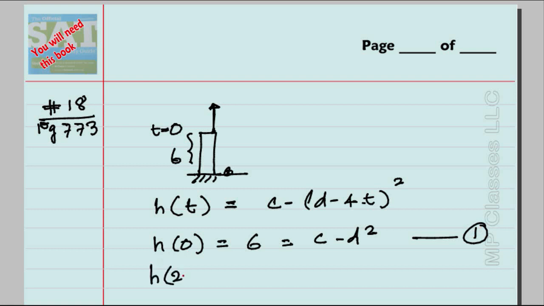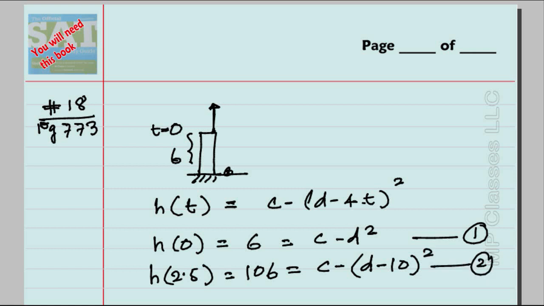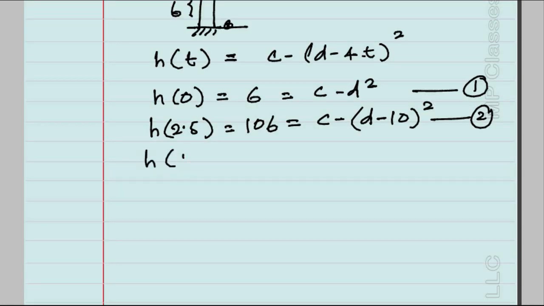Similarly, there is another equation for time 2.5, which is given as height of 106. Now c minus d is not known, 2.5 times 4 is 10, and we simplify, and this is our second equation. Now we are asked to find what will be the height when time is 1. So certainly if we know c and d, then we can find any height. Particularly we are interested in h1.